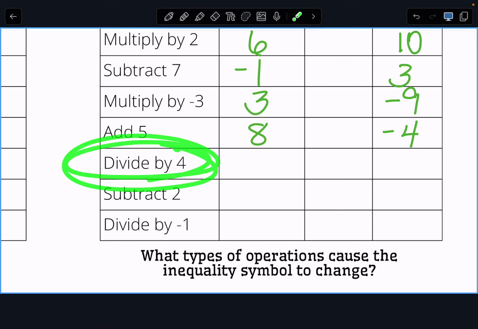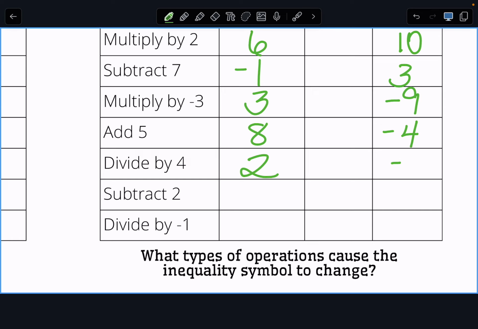Now we're going to divide by 4. 8 divided by 4. Negative 4 divided by 2. Negative 2. 4. JK. Negative 4 divided by 4. Negative 1. I'm fine. Okay. That was rude.